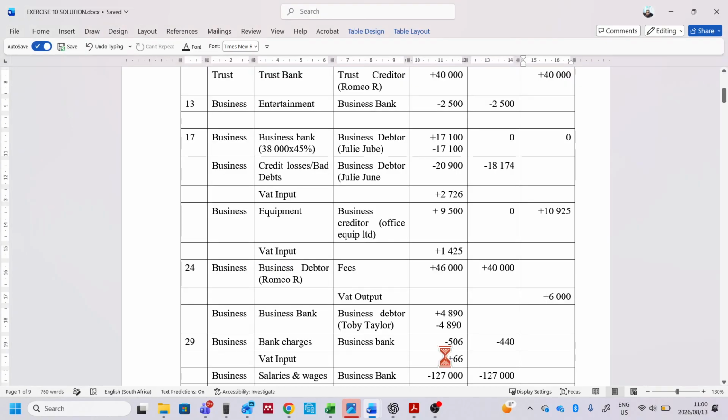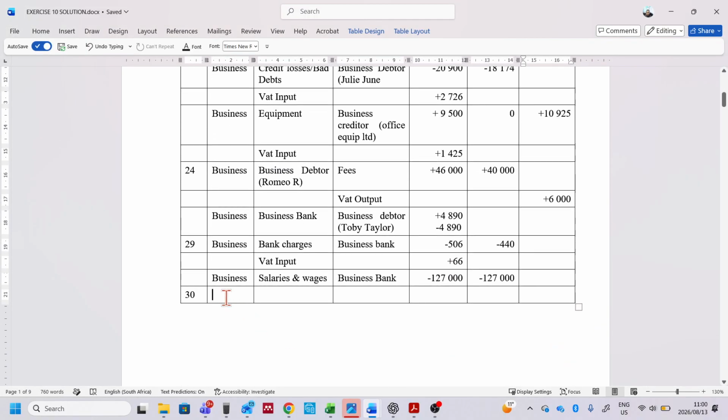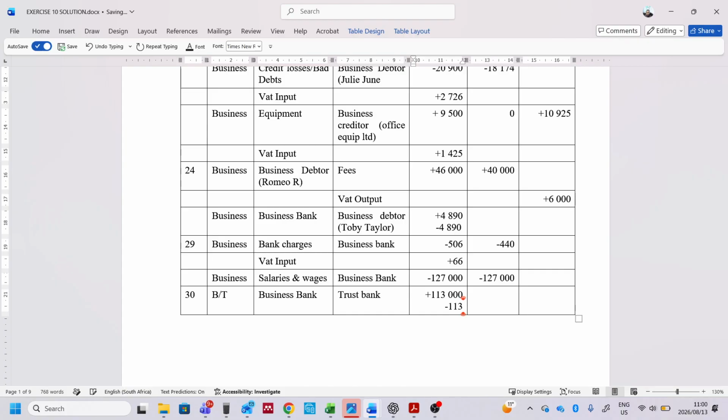So on this side, you'll indicate that this is a business and trust transaction. The account to be debited is business bank. Account to be credited, trust bank. So there will be a plus 113,000 in the business bank, and there will be a minus 113,000 in the trust account. So this is how you record this transaction in the accounting equation.